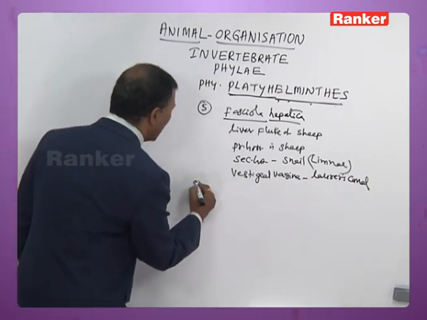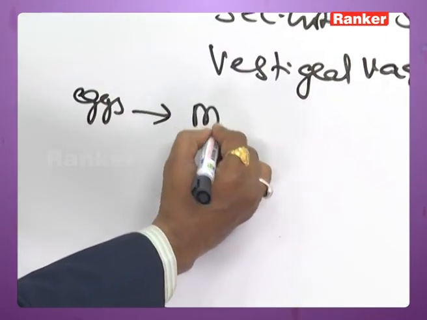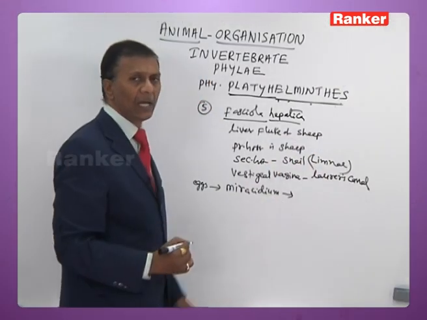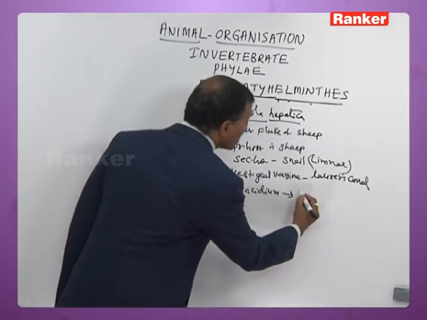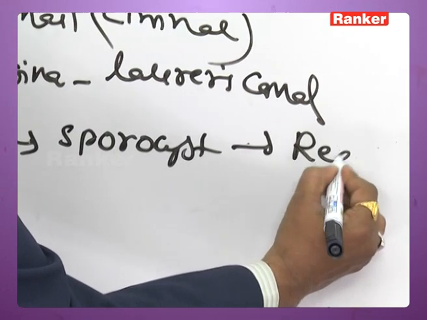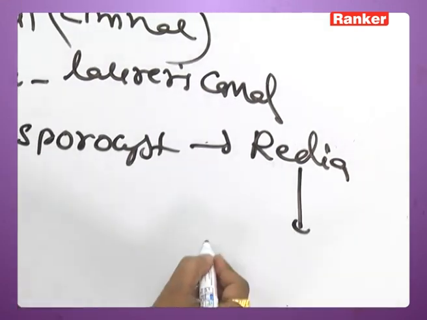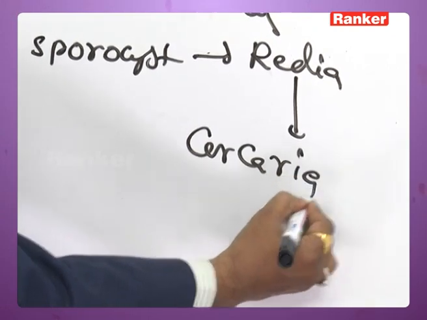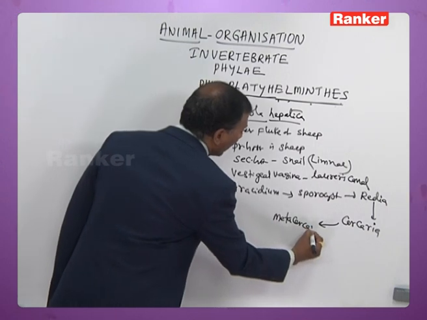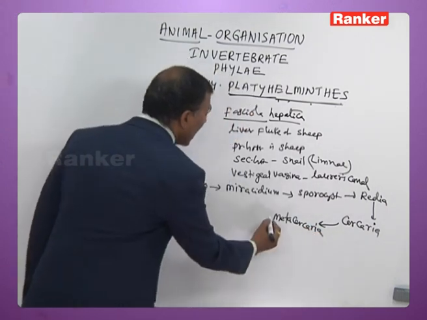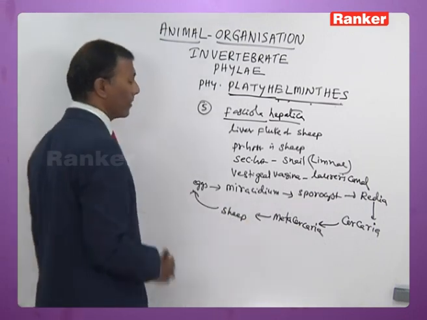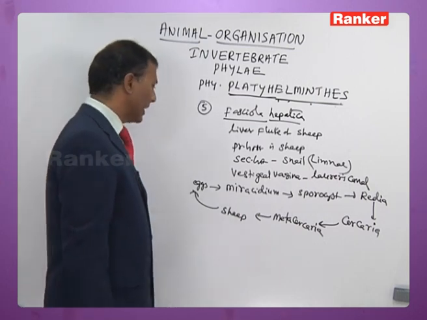That is, the egg hatches into the larva called miracidium. The miracidium enters the snail. Inside the snail, the miracidium transforms into sporocyst. The sporocyst transforms into redia. The redia transforms into cercaria. The cercaria transforms into metacercaria. The metacercaria enters the primary host, sheep. So this is the life cycle.